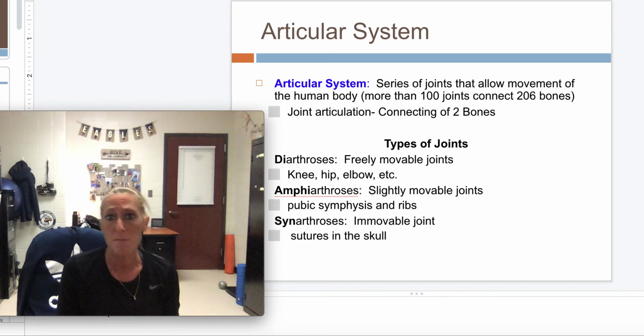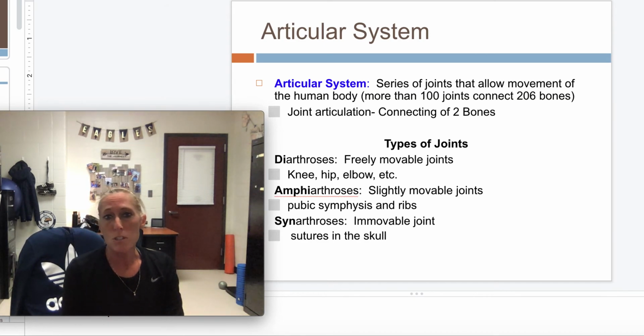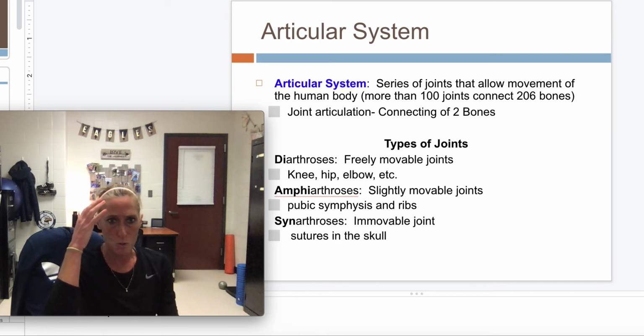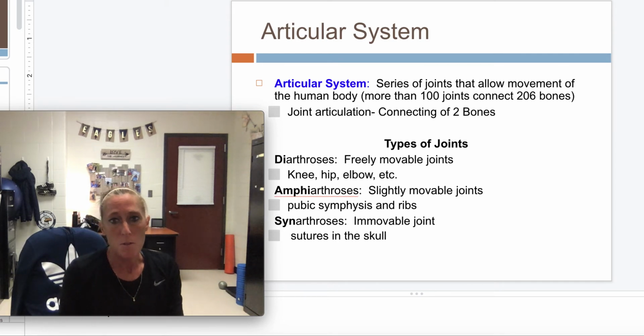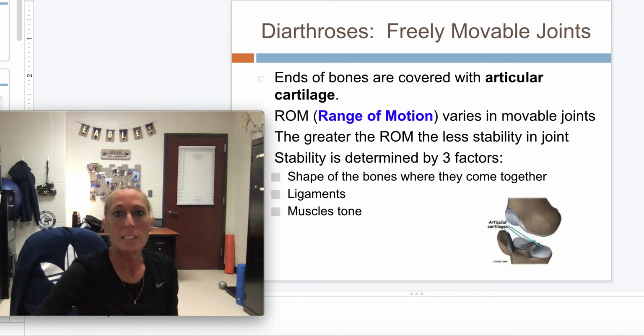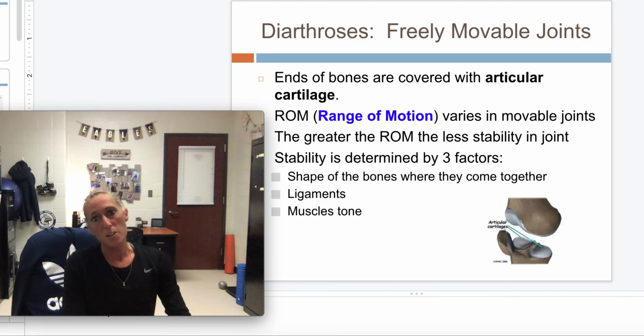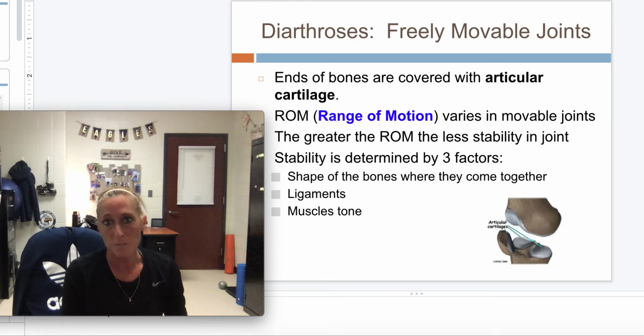The second one is amphiarthrotic joints. These are slightly movable joints. For example, the pubic symphysis can move just a little bit. The ribs, the joint there can move just a little bit. And then we have synarthrotic joints, which are immovable. They're like sutures, the different parts of our skull where they're connected together. We do not want them to move. They're not movable. All right, so with diarthrotic joints, freely movable joints, that's where we'll spend our day in class today talking about.